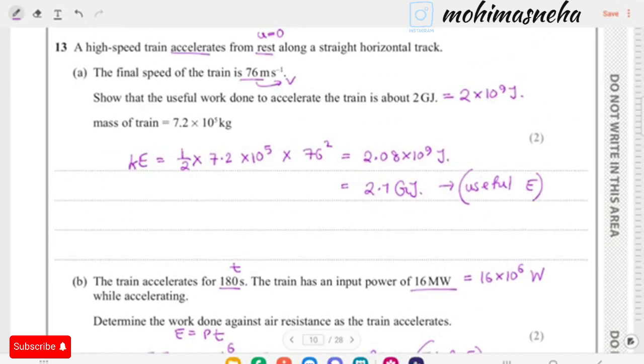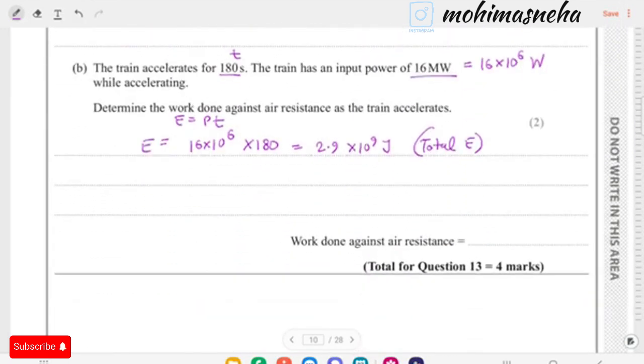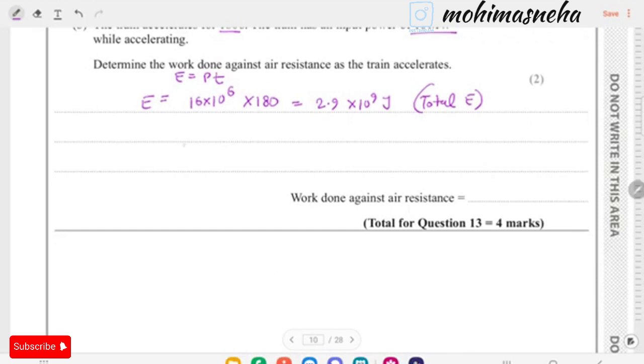You have the useful energy, which was 2.1, and you have the total now. So you can easily rearrange the equation and make the waste energy the subject. Waste energy is basically the one that is used to work against the air resistance. So we can write that energy against air resistance is 2.9 × 10^9 minus 2.08 × 10^9. So you finally get 8 × 10^8 joules.